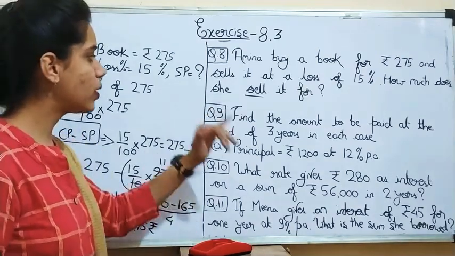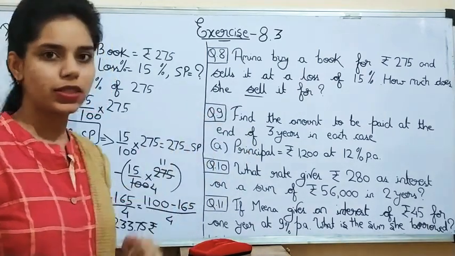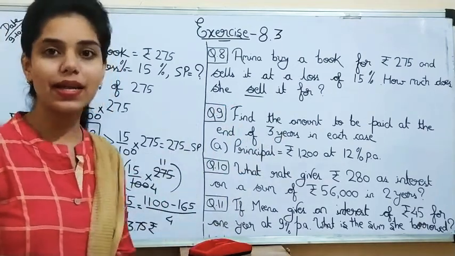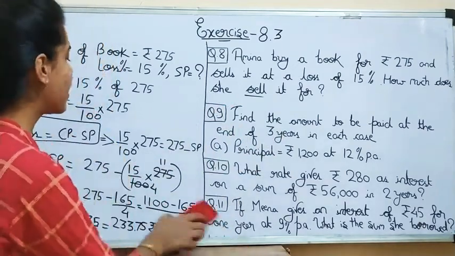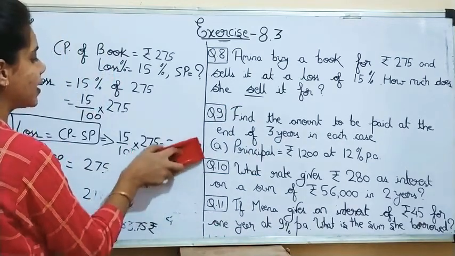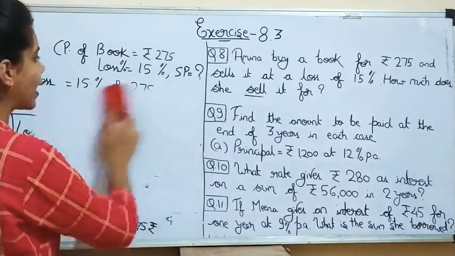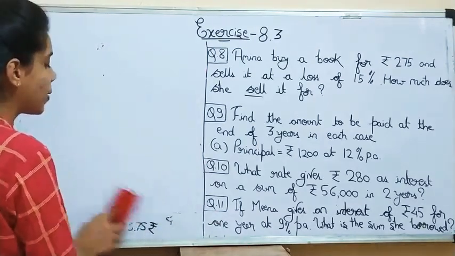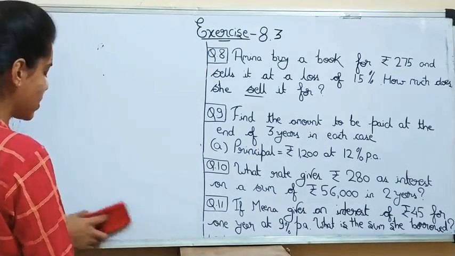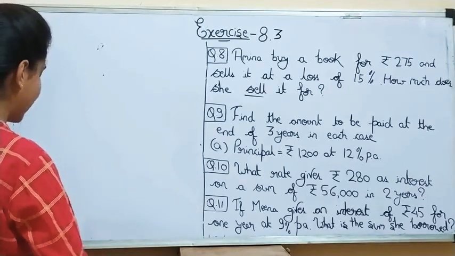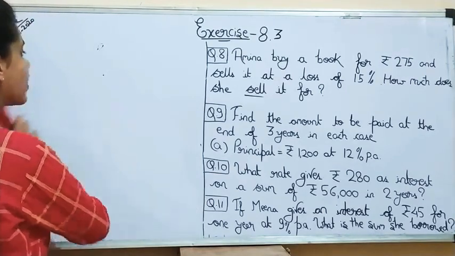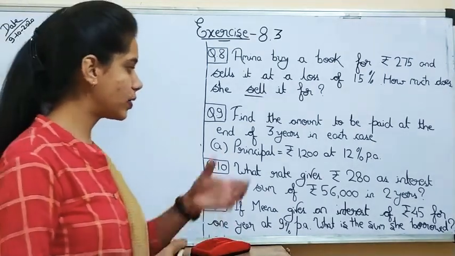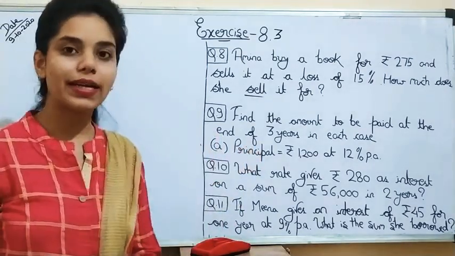Now let's move to the next pattern of questions, where we have to find the simple interest. What is simple interest? It is the interest which is applied on a certain amount. The amount given to us is known as the principal amount. The rate of interest is also given, and the time is also given.